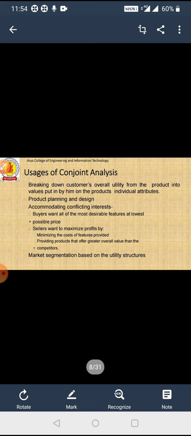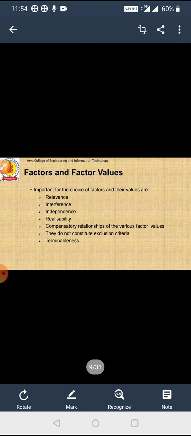For example, buyers want the most desirable features at the lowest cost. Sellers want to maximize profit. Market segmentation is based on utility structures. Importance of choice and factors includes relevance, interference, independence, reliability, and all these things.